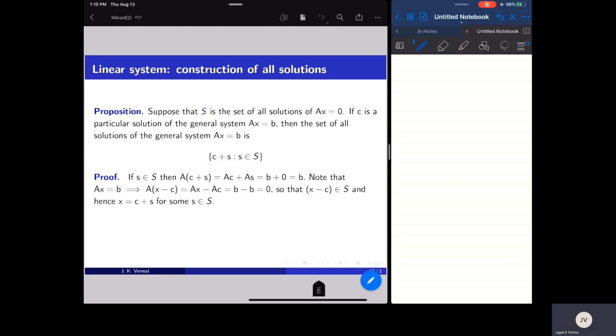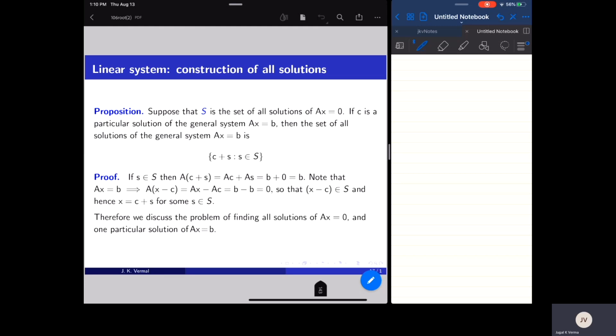So look at A times (X minus C), that is Ax minus AC. This is B minus B, this is 0. And therefore, whenever X is a solution of Ax equal to B, X minus C is a solution of the homogeneous system, and therefore X minus C must belong to the set S, and therefore X is equal to C plus S for some S in this set S. So this shows that the set consisting of C plus S, where S is varying over the set S, is the set of all solutions of the general system of linear equations Ax equal to B.